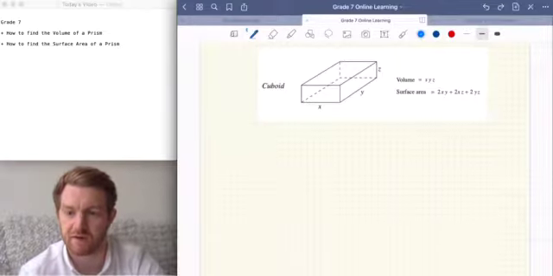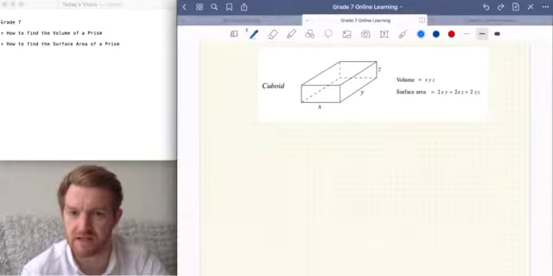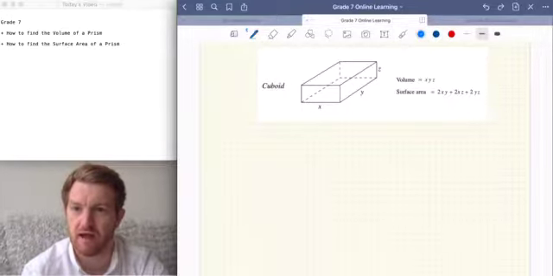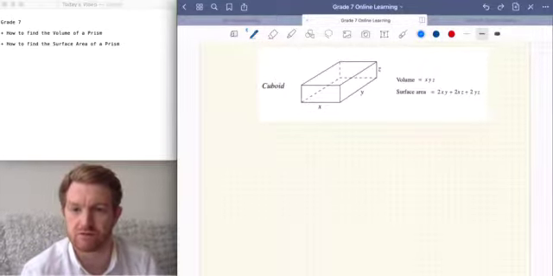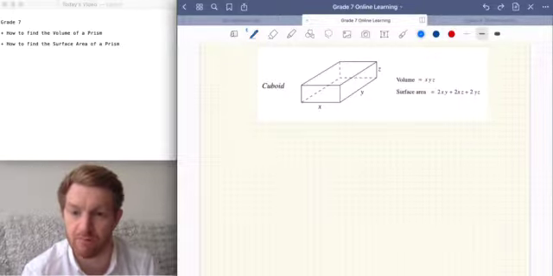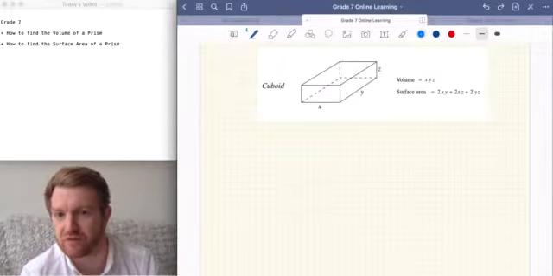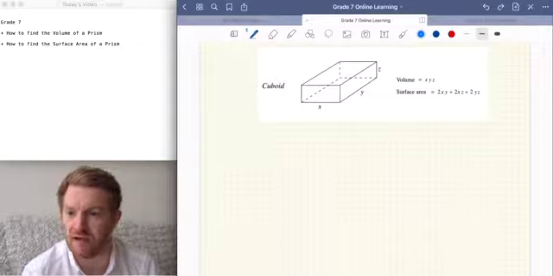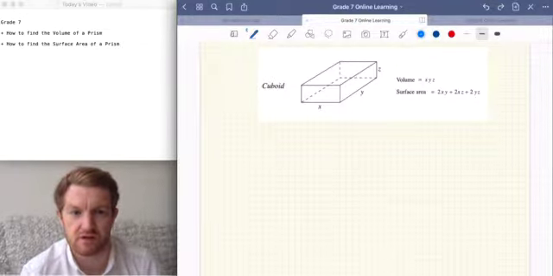Grade 7. So we're going to build on the work that we did last lesson on cuboids, and today we're going to extend volume and surface area from cuboids to all different types of prism. We're also going to look at what makes the prism a prism and how we can use the formulas that we found for the cuboids to help us with the other shapes. So let's just jump straight in.